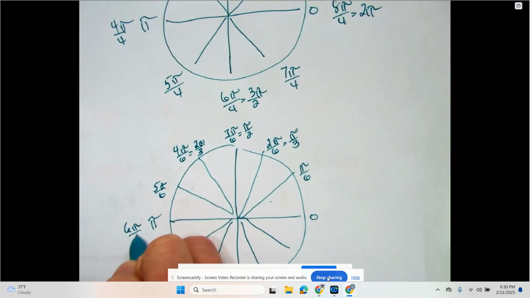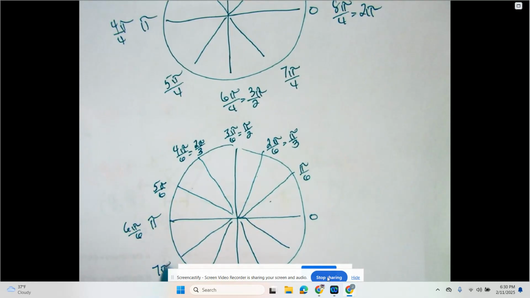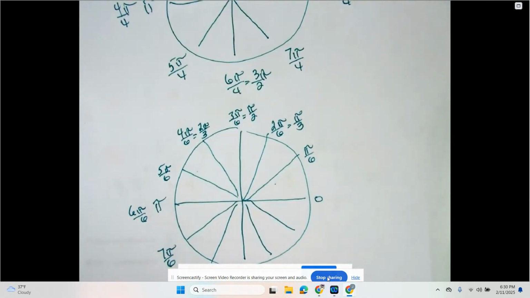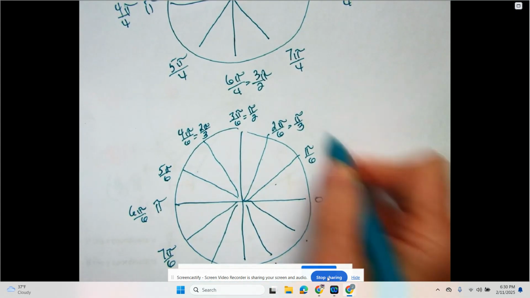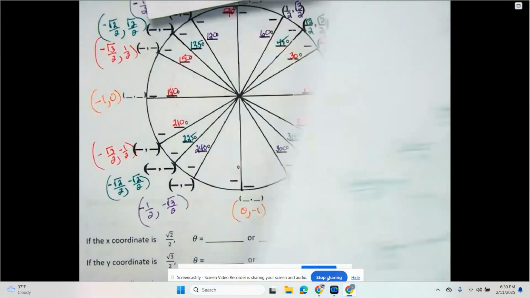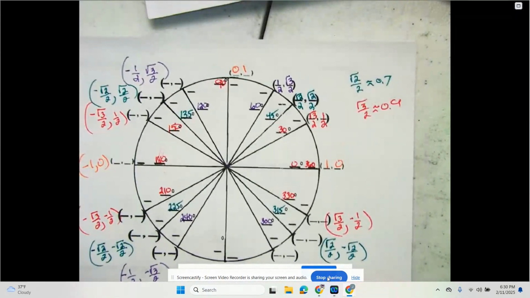6 pi over 6. 7 pi over 6. 8 pi over 6 reduces to 4/3. 9 pi over 6, 10 pi, 11 pi, 12 pi. So those are all sixths. So let's do the 45 degrees.